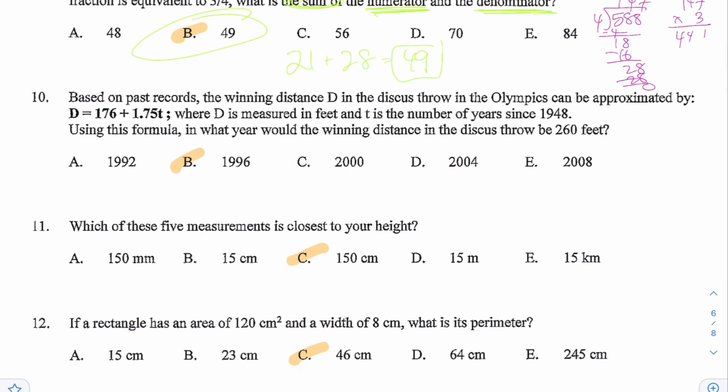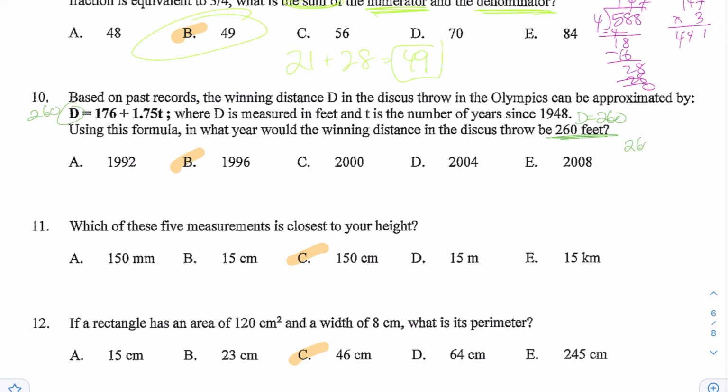Next, for number 10, based on past records, the winning distance in the discus throw in the Olympics can be approximated by the equation D is equal to 176 plus 1.75 times T, where D is measured in feet and T is the number of years since 1948. Using this formula, in what year will the winning distance in the discus throw be 260 feet? So here you have an equation, and 260 is the distance. So that's D is equal to 260. So you just replace variable D with 260 and just solve for T.